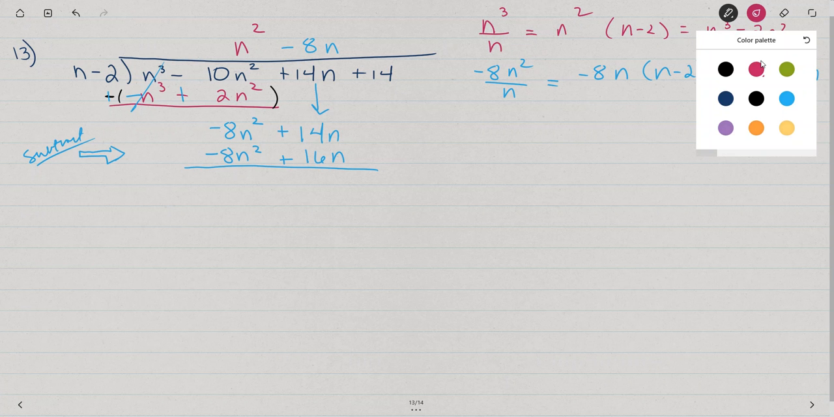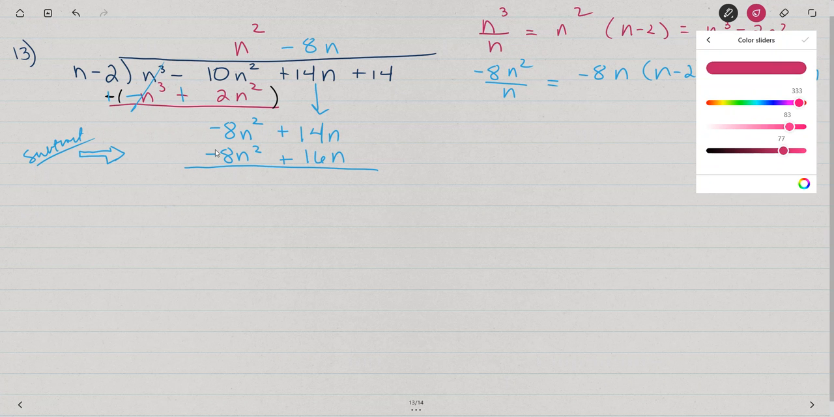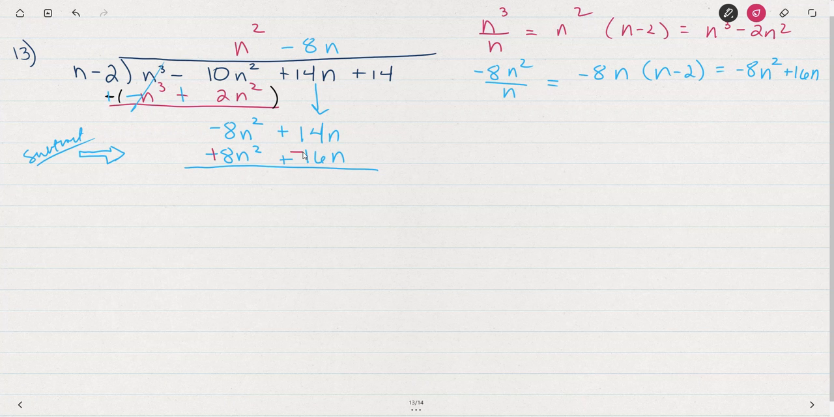So what we do when we subtract is we just change each of these to their opposite. So when I change them to their opposite, now it's addition, right? So positive 8n squared and negative 8n squared, those cancel out. 14 plus negative 16 is negative 2, so negative 2n. And I'm ready to bring down the 14.